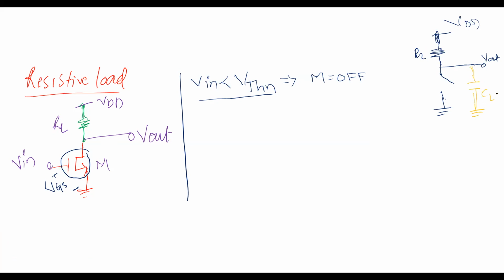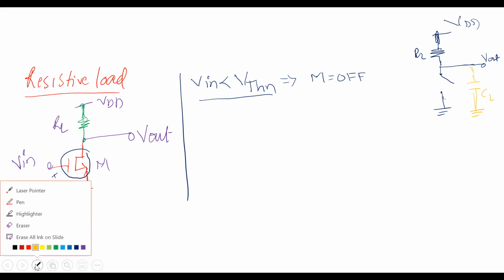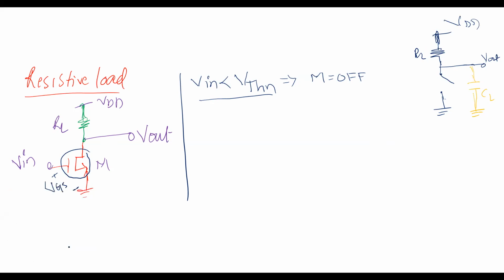Now what happened? Because the transistor is open, the current is flowing like this. So the capacitor is going to be charging. Therefore your output voltage Vout is equal to the supply voltage VDD minus the drop across the load resistor RL, and the current is the ID current.